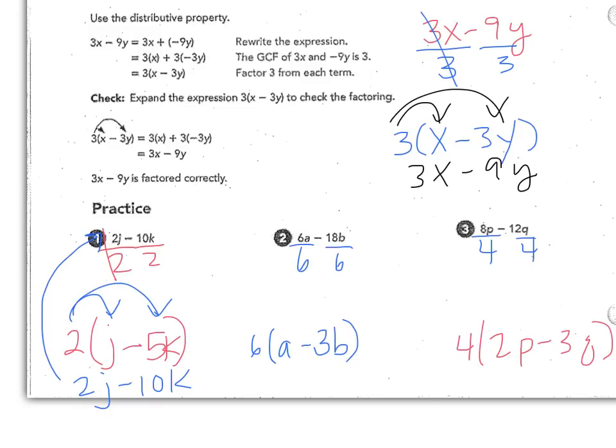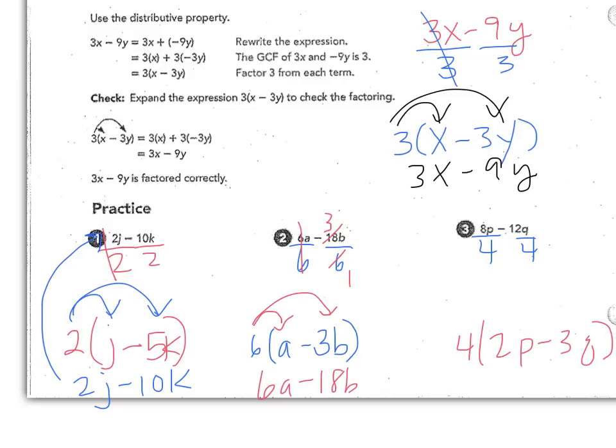Okay, so for number 2, I'm going to take out a group of 6 from each, so it's on the outside. 6 divided by 6 is a. Negative 18b divided by 6 is negative 3b. And again, we can check our work using the distributive property. 6 times a is 6a. 6 times negative 3b is negative 18b.